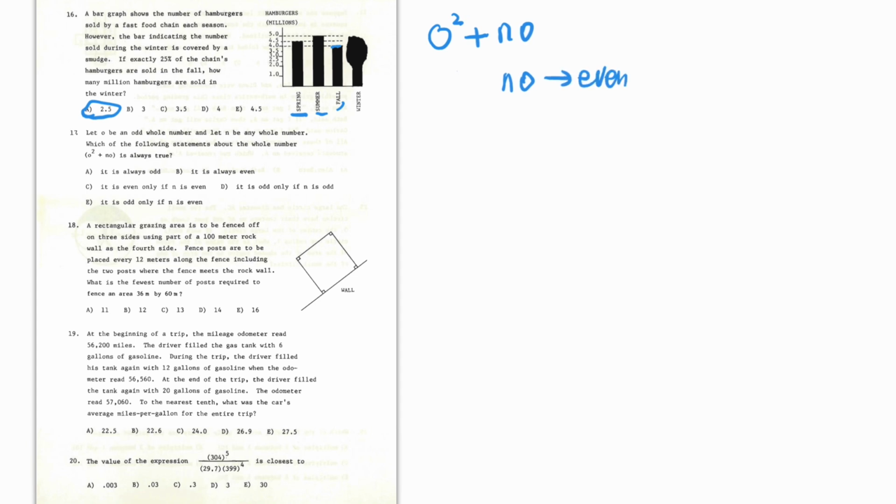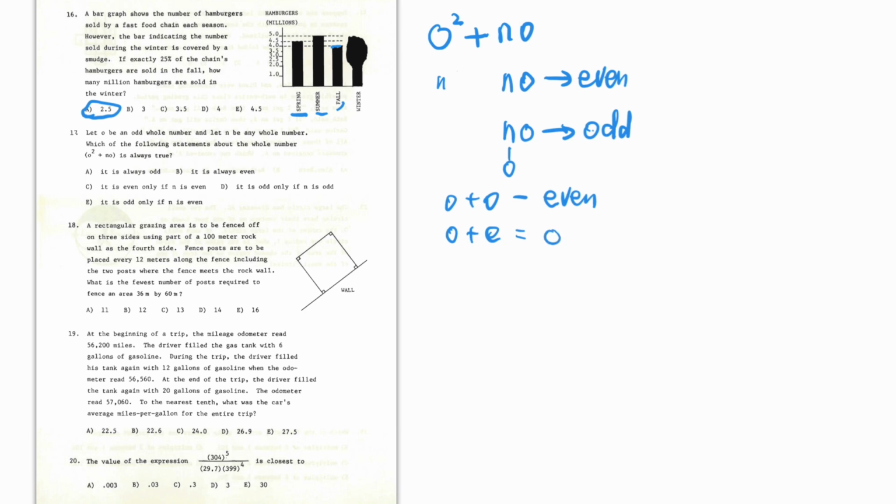If N is odd, N times odd is always odd. And odd plus odd is even. Odd plus even is odd. That's all we need to know.